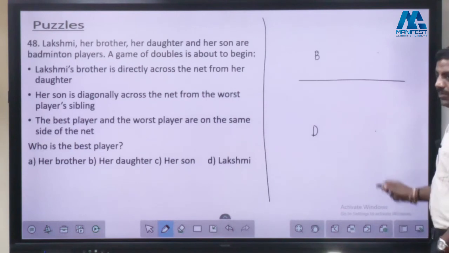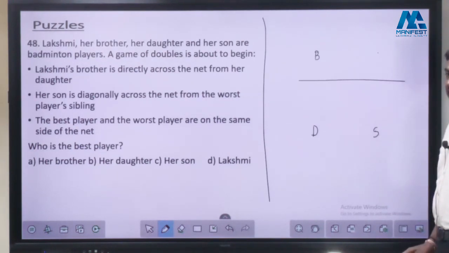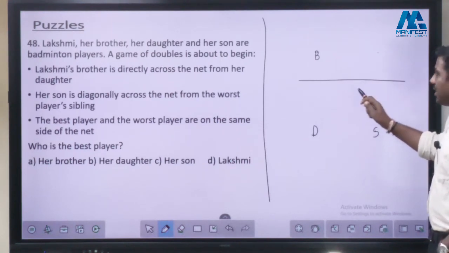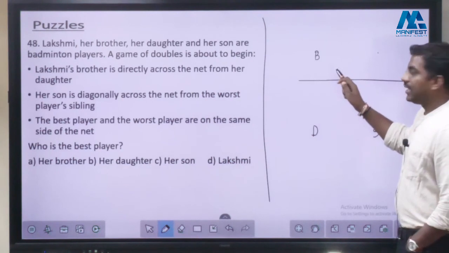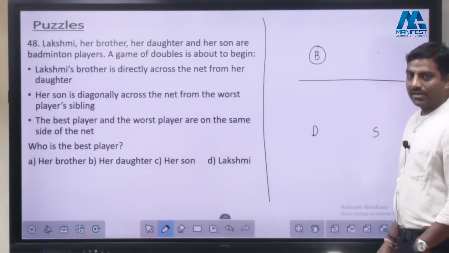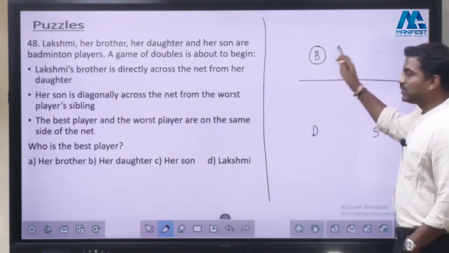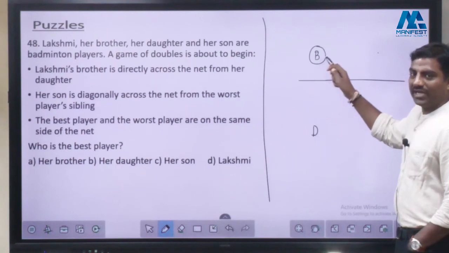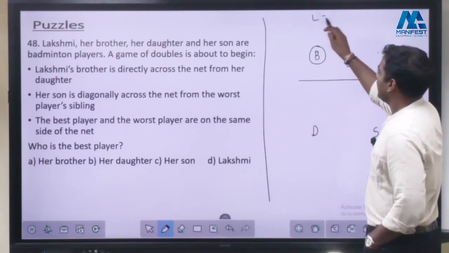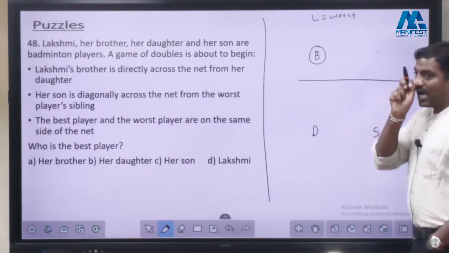One chance is the son is here. He is diagonally across the net. This person is the worst player's sibling. Lakshmi's brother is the worst player's sibling. Who is the worst player? In this case, L is the worst player. Another chance.